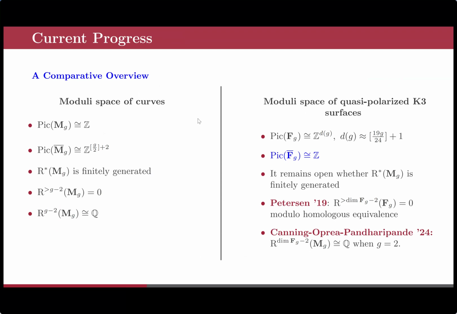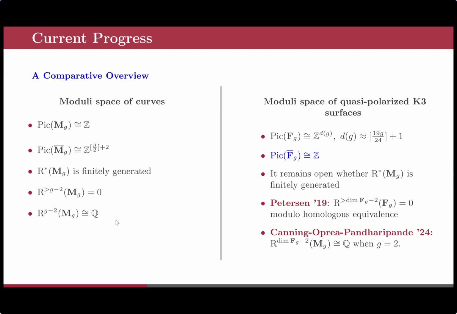On the left-hand side, I list the properties of the tautological ring of MG, and on the right-hand side, the properties of tautological rings on FG. For MG, its Picard number is 1, and the Picard group is isomorphic to Z, and its compactification, the Deligne-Mumford compactification, has Picard group isomorphic to Z to the copy of G over 2 plus 2. And the tautological ring on MG is finitely generated and has nice vanishing and one-dimensionality properties.